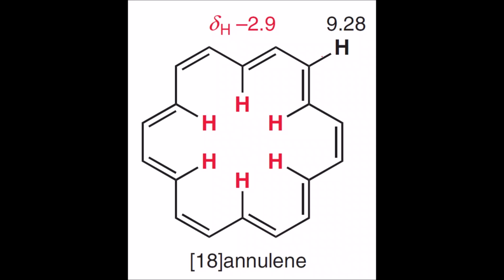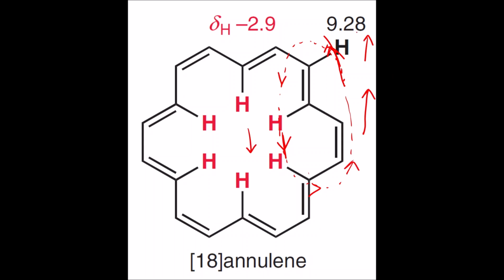18-annulene, here if you see, how will the ring current be? The external magnetic field is like this, and the ring current will be something like this. For this proton the direction is same, the black one, the direction is like this. But if you see the inner proton, the red ones, the direction is like this. The red ones, it is opposite.